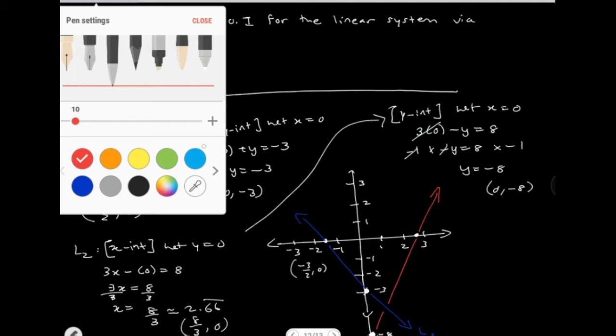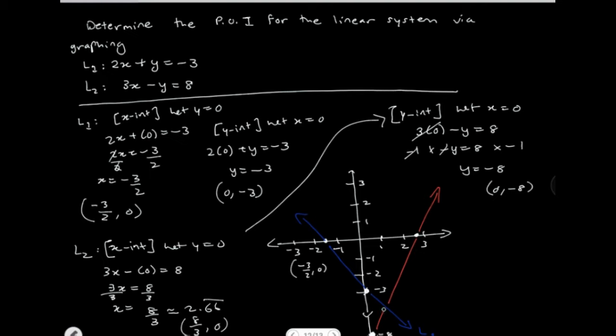Now you can notice here that if I did this on a proper Cartesian plane, you could ballpark that point. This is your point of intersection. But this is one of the downsides of this method: it's an approximated method, right? There are more accurate ways, like the elimination or substitution method, to solve for the point of intersection.